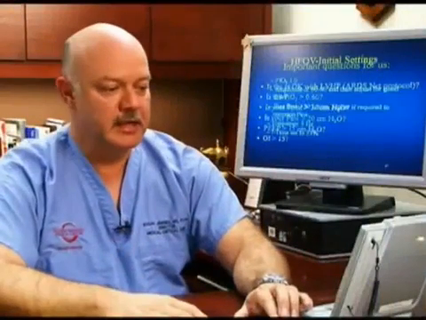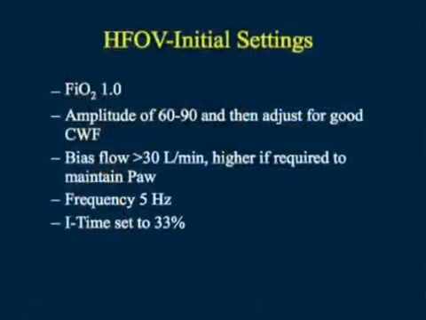How do we start high-frequency oscillatory ventilation? The initial ventilator setup consists of an FiO2 of 1 with an amplitude of 60 to 90 centimeters of water to have our wiggling factor, to shake the chest and the lung. We start with a bias flow of 30 liters per minute that may be increased depending on how much you need to maintain your mean airway pressure. We start with a frequency of 5 and an inspiratory time of 33%.